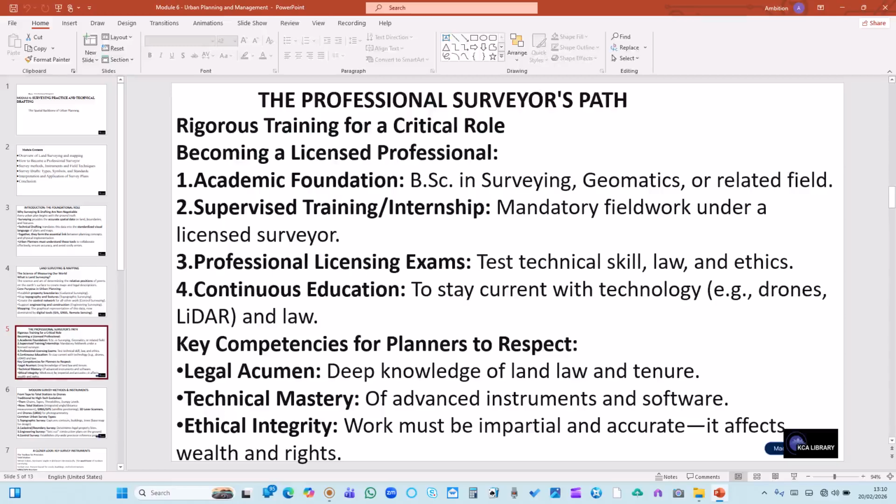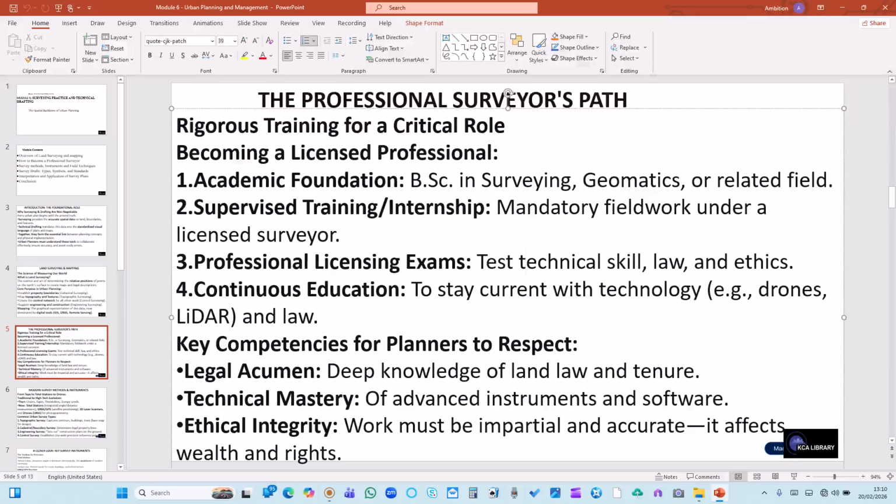Number 2, supervised training and internship. It also requires mandatory fieldwork under a licensed surveyor. Number 3 is the professional licensing exam. One needs to take tests on technical skills, laws, and ethics. So it is another criterion to become a professional surveyor. Number 4 is continuous education, which will help you stay current with changing technologies, for example, the use of drones, LiDAR, and laws.